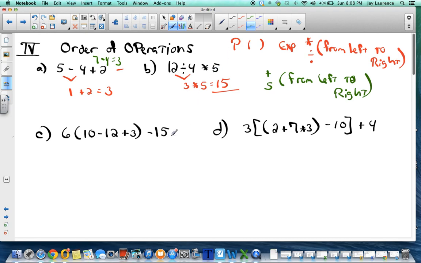Okay, C is a little more complicated, but I see some parentheses, so I'm going to go inside the parentheses, see if there's anything I can do. And sure enough, I can. I've got 10 minus 12 plus 3. The 12 is negative. By the way, I think this quantity is going to end up being 1, using my little way of doing it. But let's find out. 10 minus 12 is negative 2, plus 3 is positive 1. So my new problem is 6 times 1 minus 15.